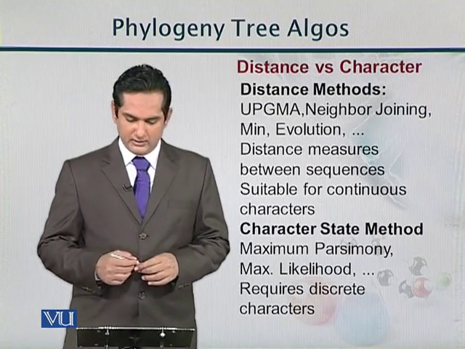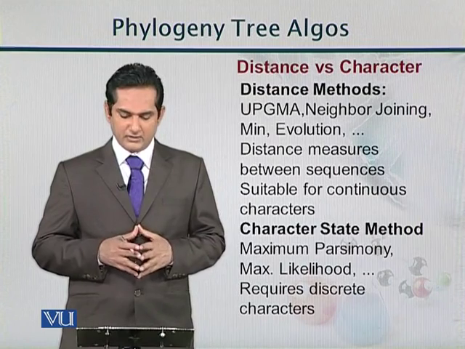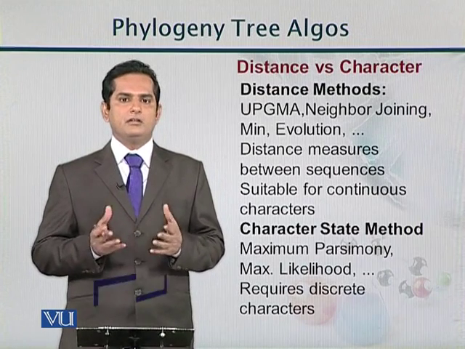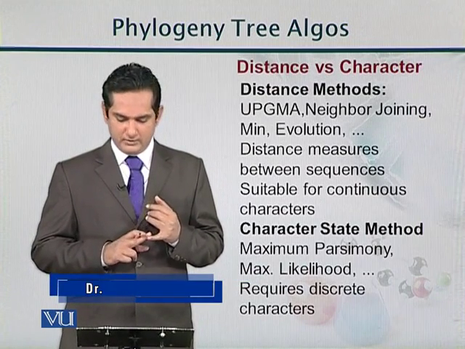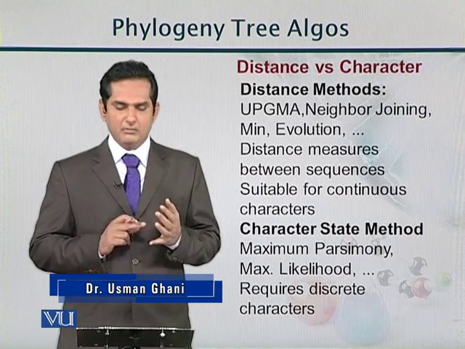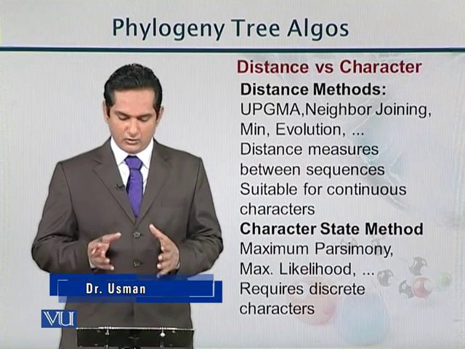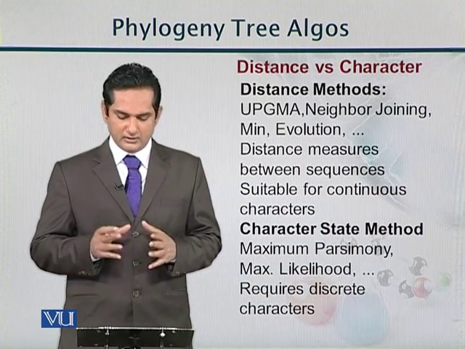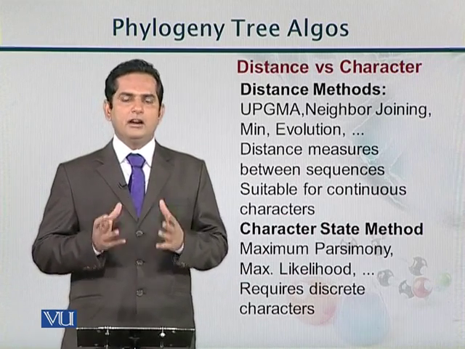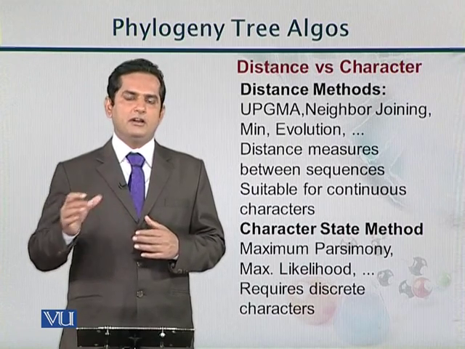So if I go into details, for distance-based methods we have the common matrix, which is UPGMA. Then we have the neighbor joining method, minimum and maximum evolution methods. They are always used for distance measures between sequences, and these sequences should be of continuous characters.